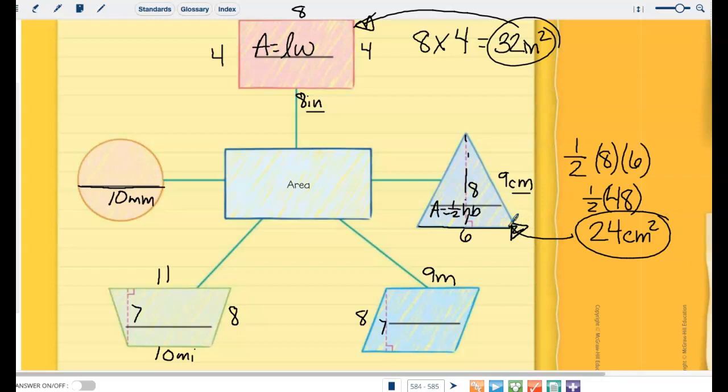Down there in the bottom, you have a parallelogram. A parallelogram has 2 pairs of parallel sides. So for our area formula, we use base times height. It's very similar to a rectangle, except the sides are slanted. So my base is this 9 times my height, remember, makes a 90-degree angle with the base, so that would be 7. So this time I don't use the 8 there. So 9 times 7 is 63, and I would say 63 meters squared.